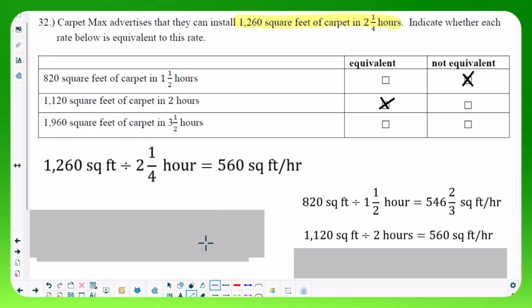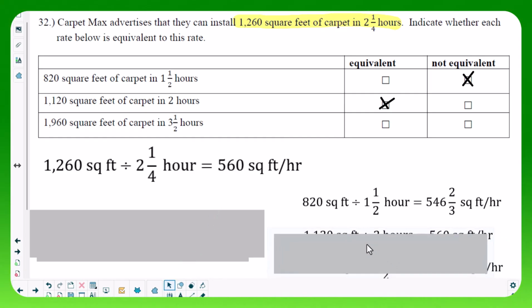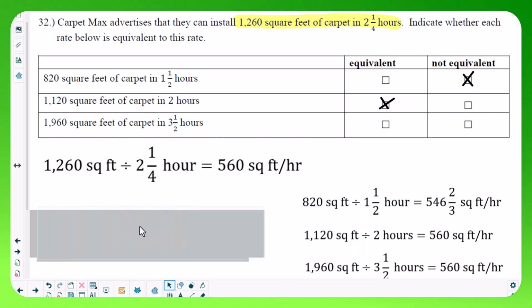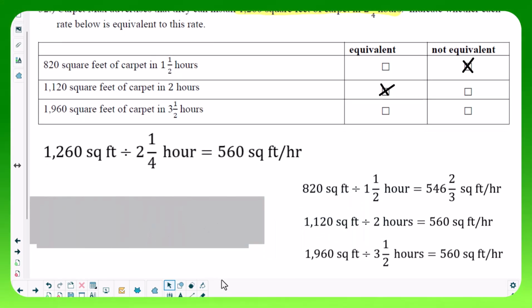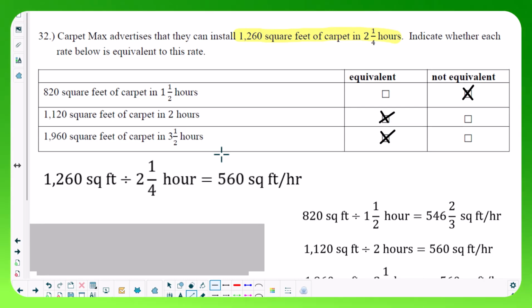And let's take a look at our last one. So 1,960 square feet divided by 3 1/2 hours gives us a unit rate of 560 square feet per hour. So this one is also going to be equivalent, so we can check this one. We just want to see, are these unit rates equivalent or equal? If they are, then we know that they will be equivalent rather than not equivalent.